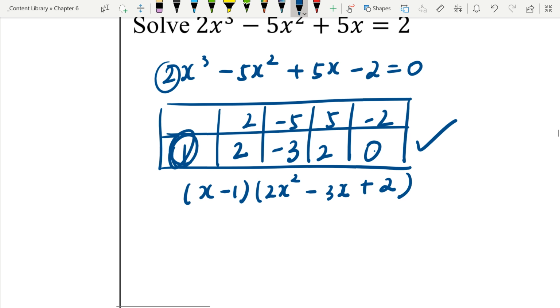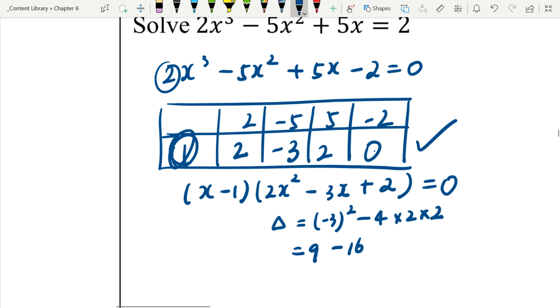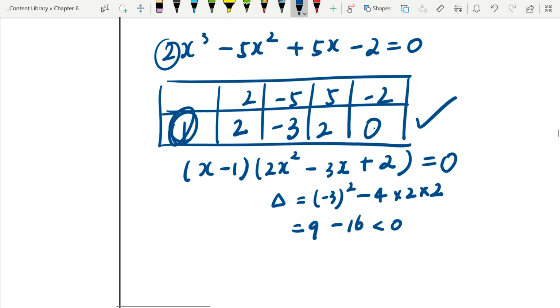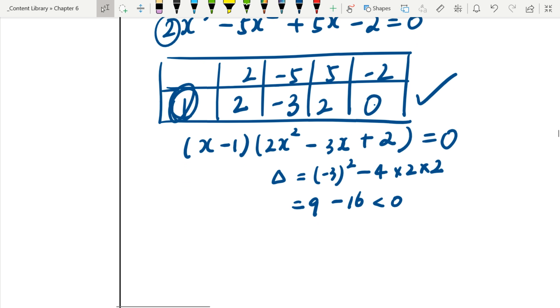Can I factorize the quadratic? Good. Do not answer that directly, you're testing it. So why can't we? Yeah, the discriminant is minus 3 squared minus 4 times 2 times 2. So that's 9 minus 16, and it's actually less than 0. So you cannot factorize that. Discriminant less than 0, you cannot factorize.